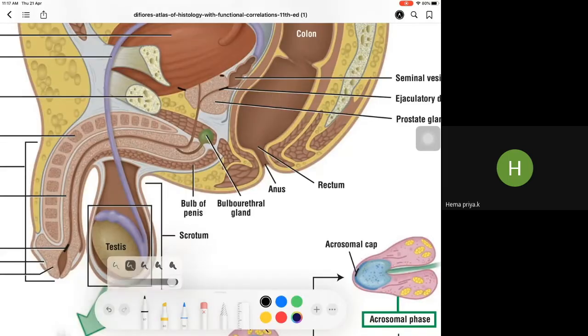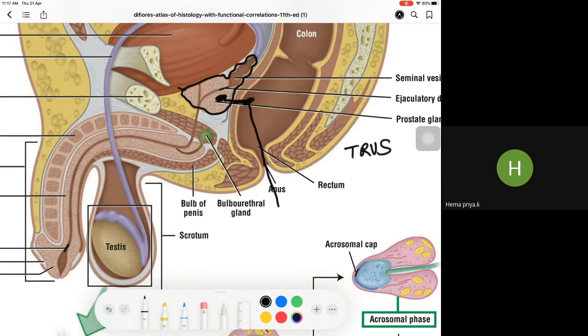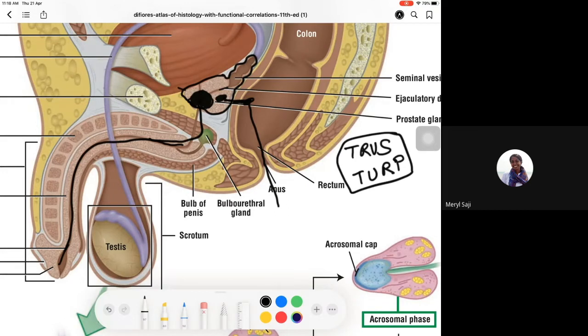This is the prostate. This is the rectum. So you can go through the rectum, do ultrasound, and then take a biopsy from the lesion. This is transrectal ultrasound guided biopsy, TRUS. The other method is to go through the urethra, transurethral resection, TURP. So these are the two methods by which we can get the prostatic tissue.